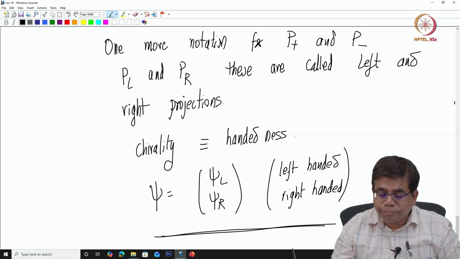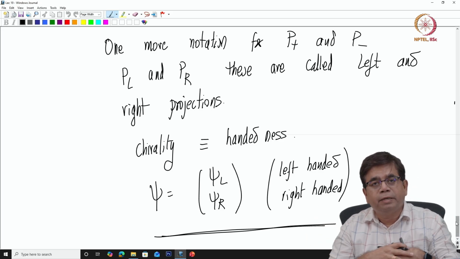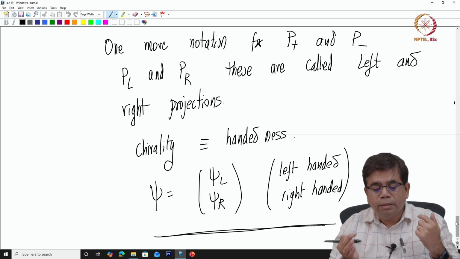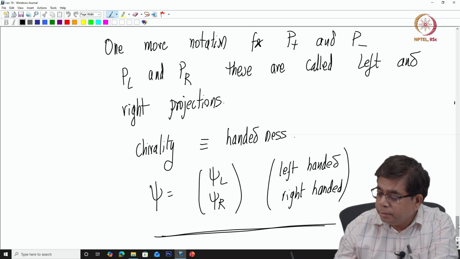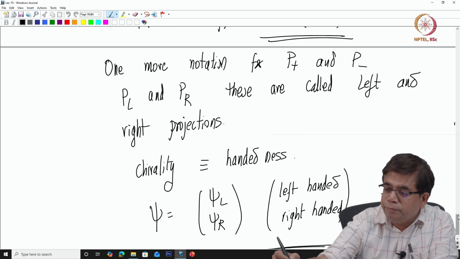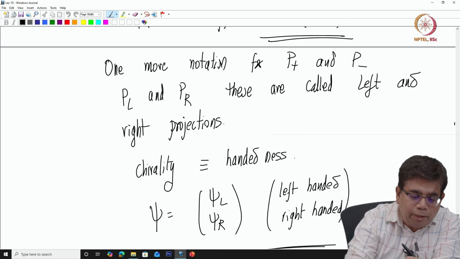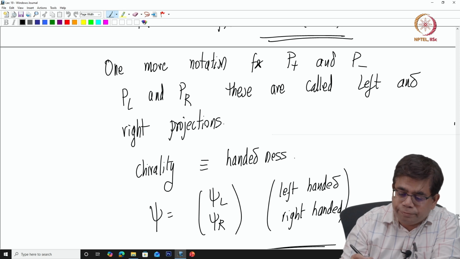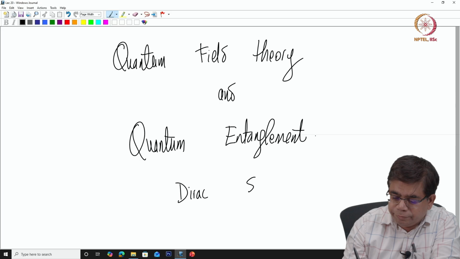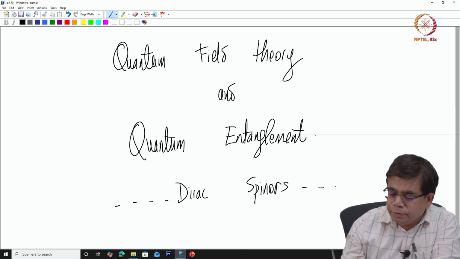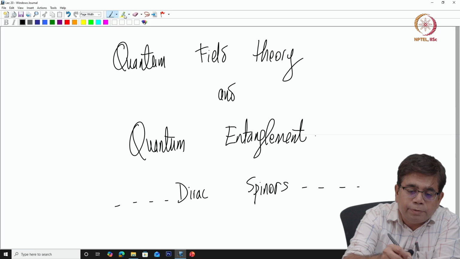So then we finally said chirality also has a different name, which is called handedness, and the Dirac spinor is decomposed into a left-handed particle and a right-handed particle. Okay, so let us continue with the Dirac spinors today.